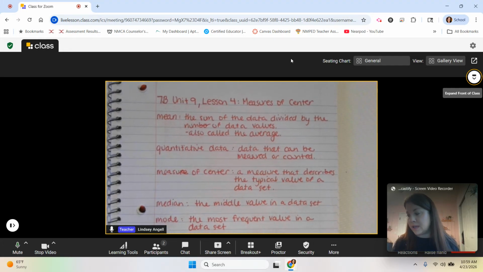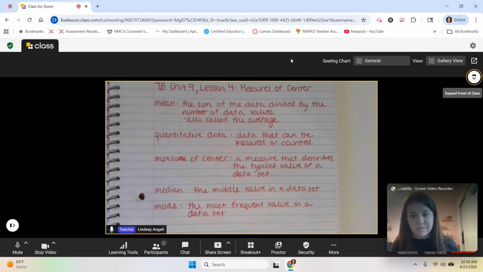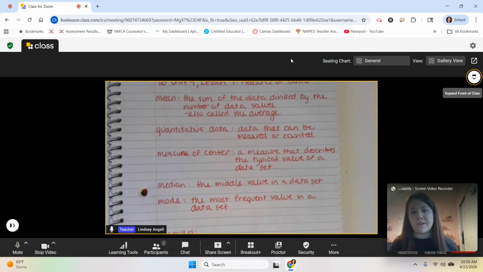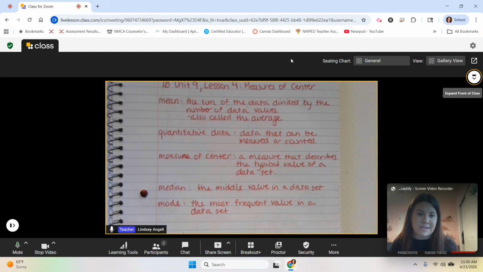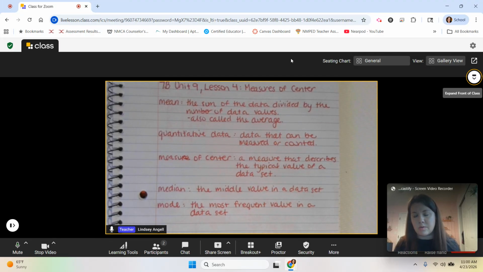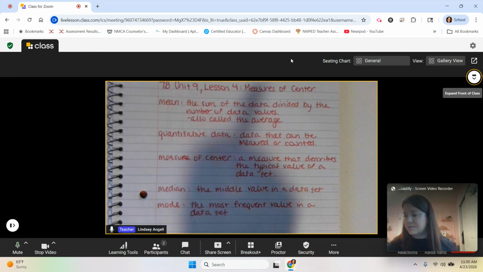So really, you've learned this stuff before. Starting probably in 4th grade, 5th grade, and especially in 6th grade, you've heard of mean, median, and mode. And so that's really what this is about. They're adding in new definitions like measure of center or quantitative data. Okay, so let's talk about what all of these mean.